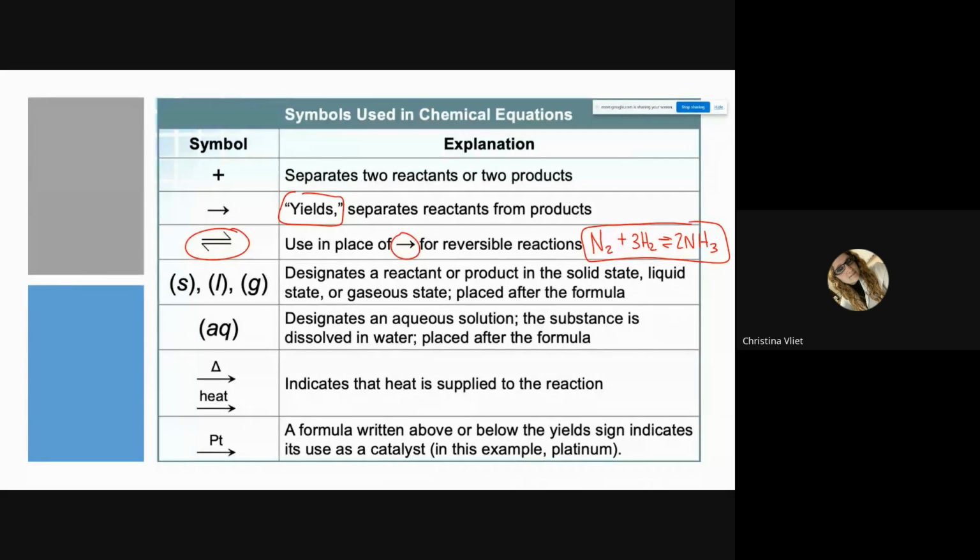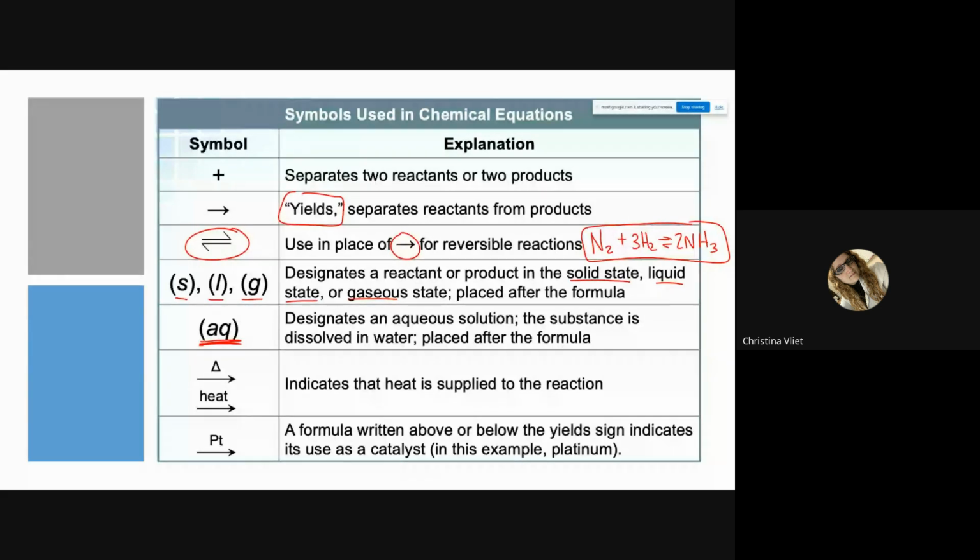Solid, liquid, gas. That's what this stands for. So if you see parentheses and an S, an L, or a G, this is just telling you state of matter. So S would be solid, L would be liquid, G would be gas. So this is telling us just state of matter. AQ is state of matter as well. This is weird. AQ is something that I wanted to make sure to cover in the lesson before we left so that you would understand this concept a little bit better.